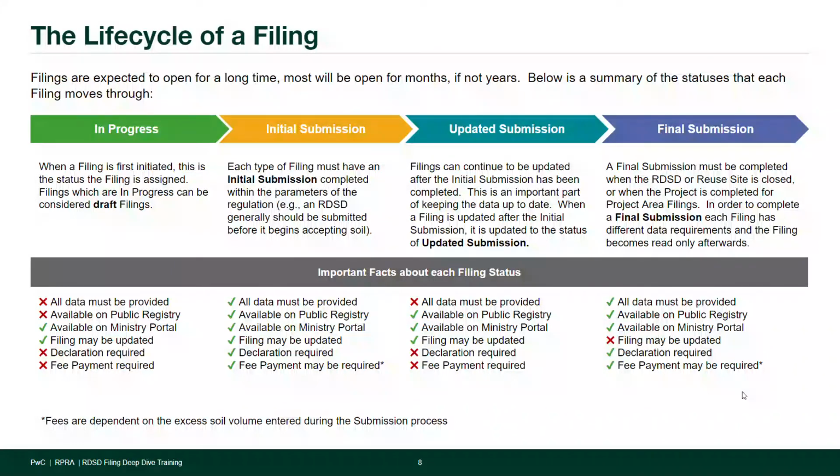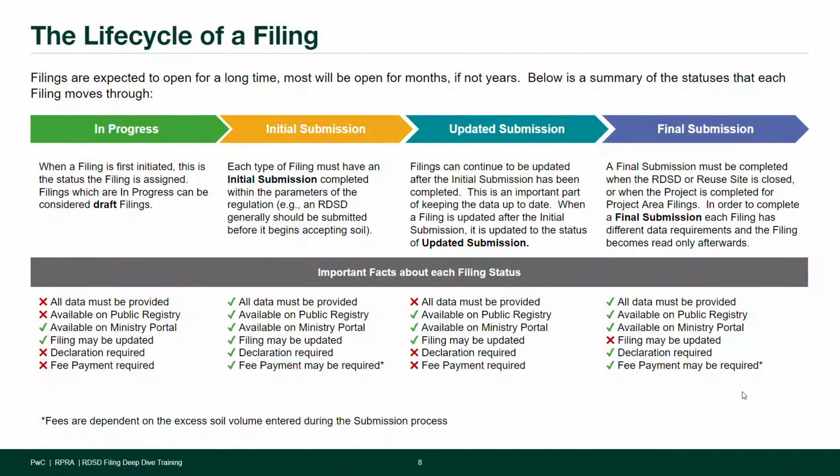It's important to note that filing data is visible to MECP on the Ministry portal at all statuses, including at in progress, before that submission has actually been made. A filing will remain at this in progress stage until it is submitted, and a filing cannot be submitted until all of the required data has been entered, a completed declaration document has been uploaded, and payment has been arranged for any applicable fees. It's only at this point that the submission status will change to initial submission. Filings with the initial submission status become immediately visible on the public portal.